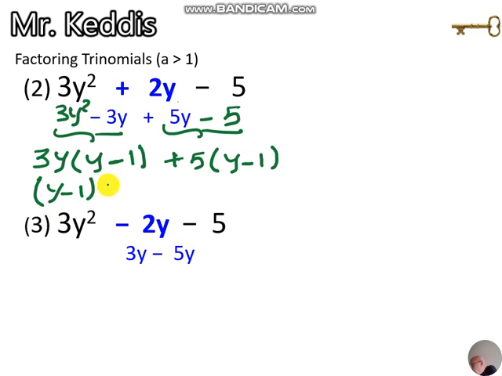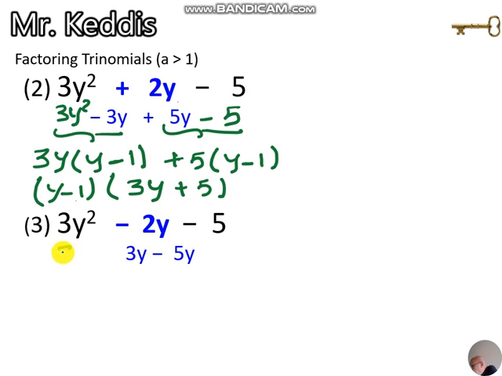I use distributive property. When you multiply y minus 1 times 3y, I get the first term. When you multiply y minus 1 times positive 5, I get the second term. And when you multiply these two binomials, I get this trinomial back. Because factoring is the reverse of multiplication, and multiplication is the reverse of factoring.